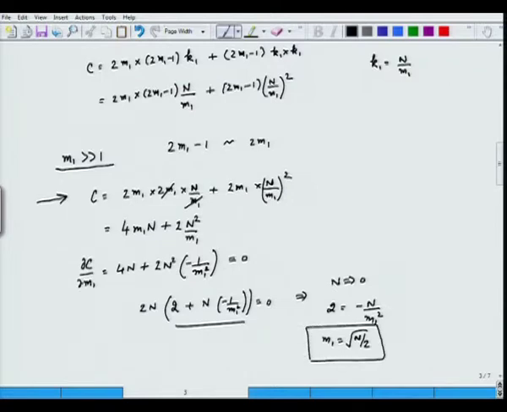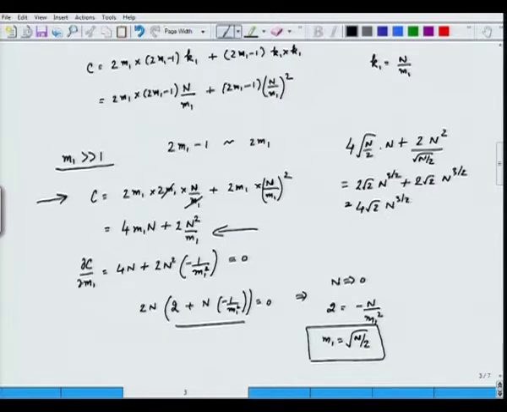So, I can now put this thing in this expression to find out the number of cross points, and this will turn out to be 4 root of n by 2 into n plus 2n square by root of n by 2. So, this will turn out to be 2 root 2 n raised to the power 3 by 2 plus again from here 2 root 2 n raised to the power 3 by 2. So, now the complexity is of the order of n to the power 3 by 2.